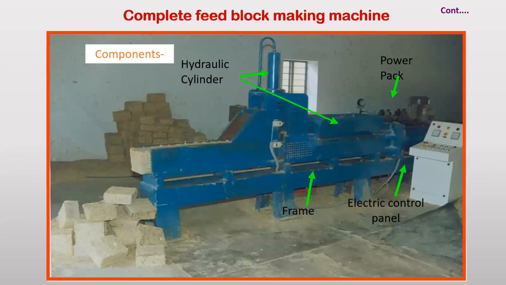So you can see here, this is the CCFB complete feed block making machine, and some hydraulic pressure will be applied for compacting the size of that roughage or mixture of roughage and concentrate. So in that way we can make a small size block. It depends on the size and capacity of the machine. We can also make large size blocks as well.